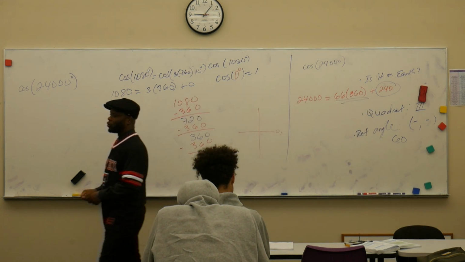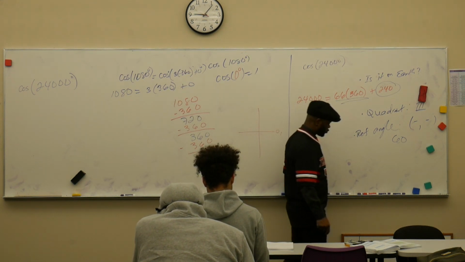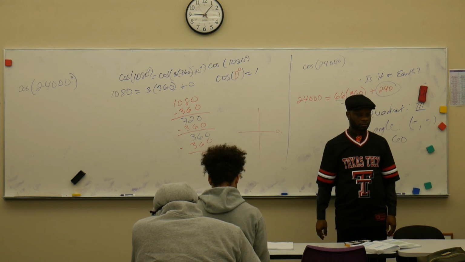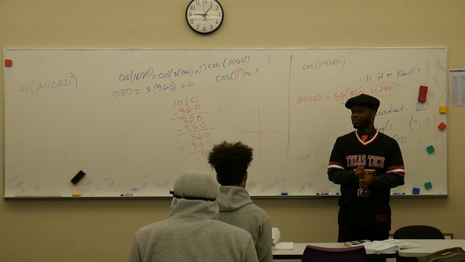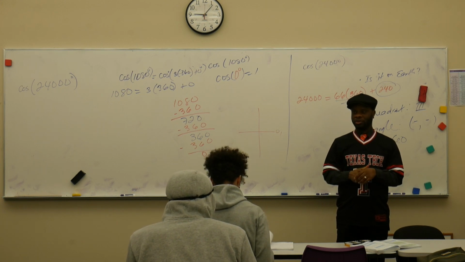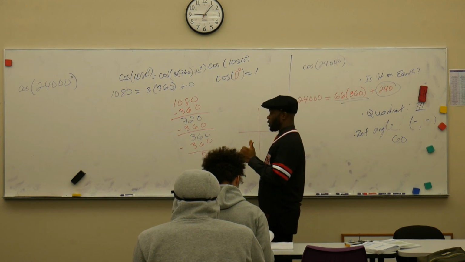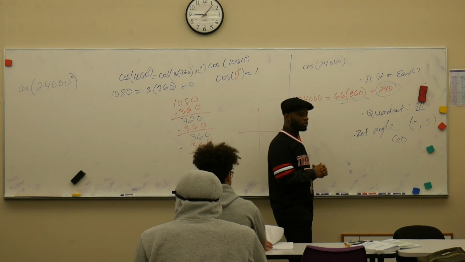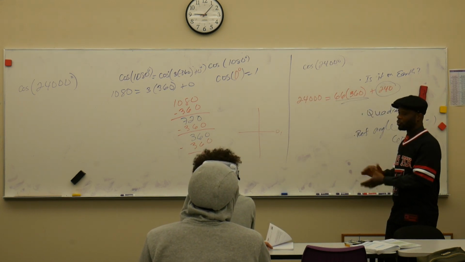Now, everybody go to the book of Numbers, page 26. Go to quadrant 1. Find 60 degrees. 1/2 is the cosine. So cosine is a half, but because it's in quadrant 3, it's a negative half. Sine is the square root of 3 over 2, but because we're in quadrant 3, there's also a negative square root of 3 over 2.